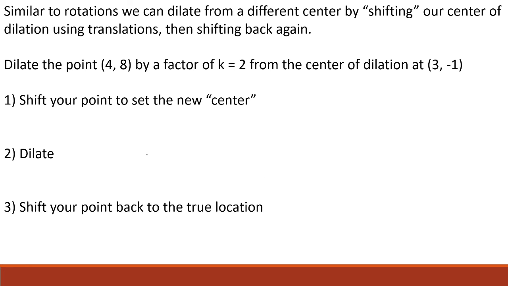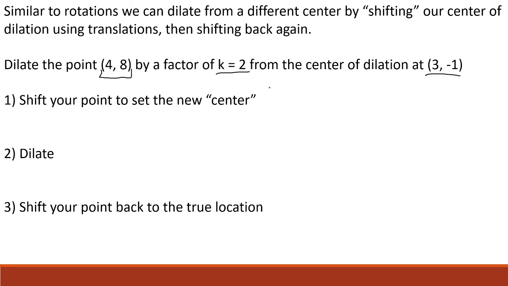Now, if you do have a center that's not at the origin, you have to do that little extra step here. This is almost the exact same thing we did with rotations that weren't about the origin. If you want to dilate something that's not at the origin, what you have to do is translate it to the origin, dilate it, and then translate it back. So here's what I mean. We want to dilate this point by a factor of 2 from this center.